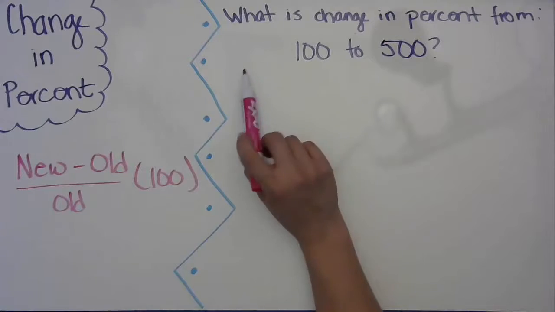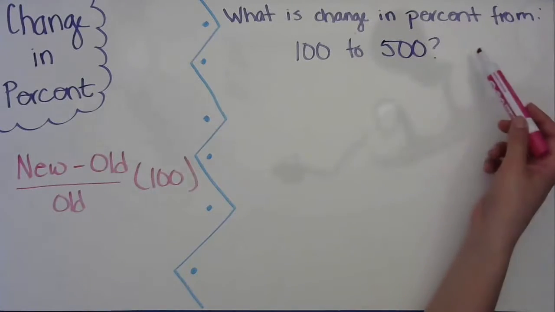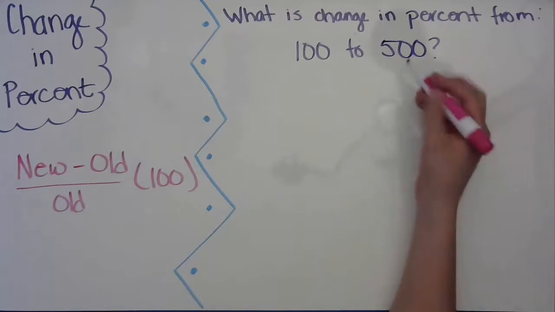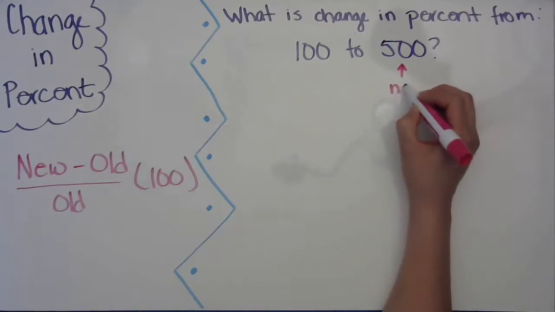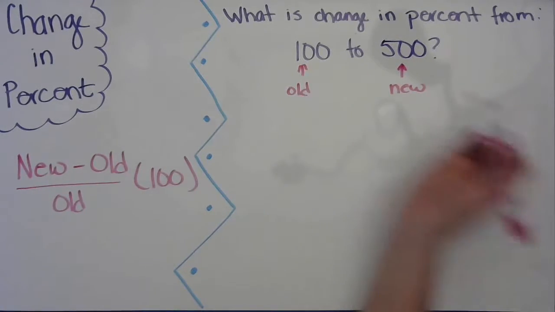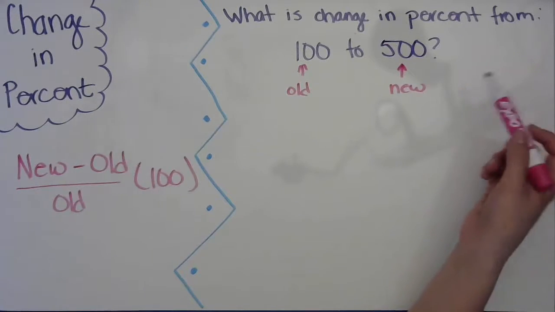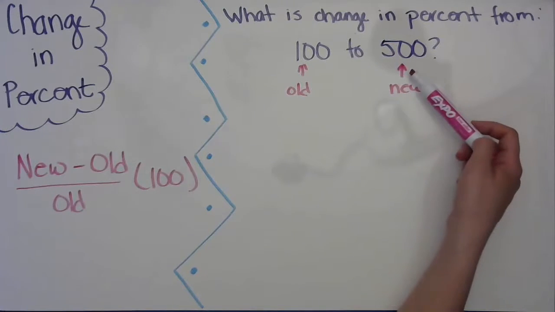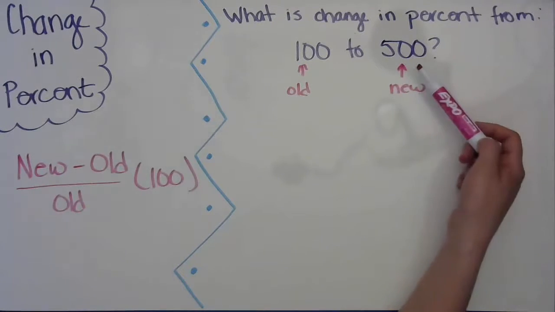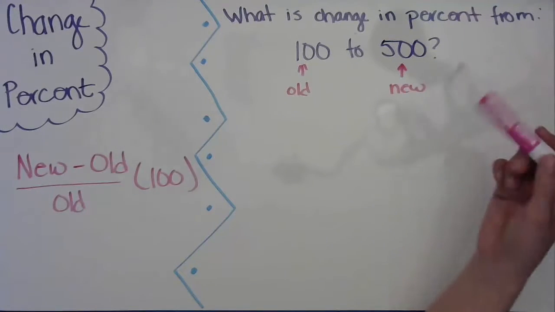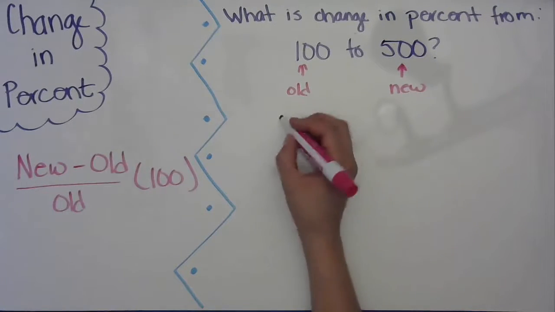When we're looking at a problem, we've got: what is the change in percent from 100 to 500? Now, the new value is going to be this number here, and the old value is going to be this number here. We have figured that out because you're looking at the change in percent from this number to this number. That means you are changing from 100 to 500. So 100 is going to be your old value and 500 is going to be your new value. Then all you have to do is plug in those numbers.